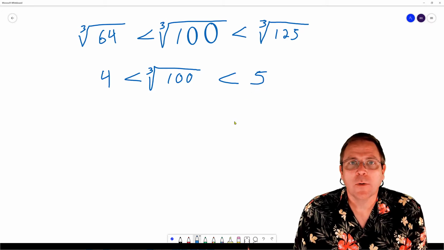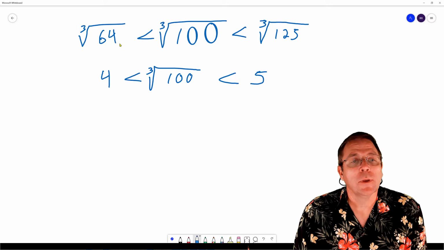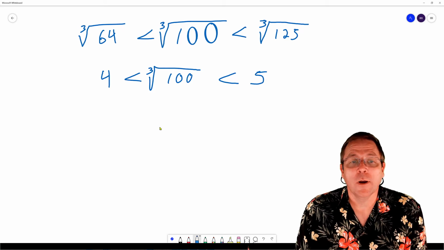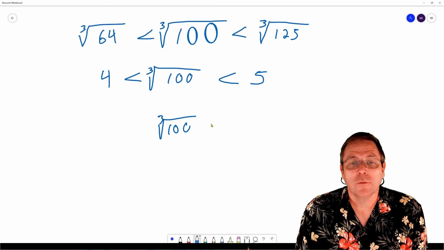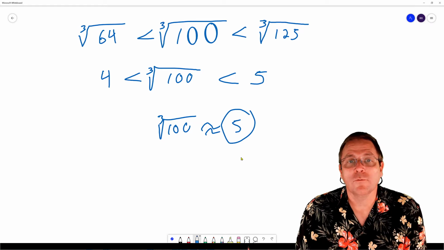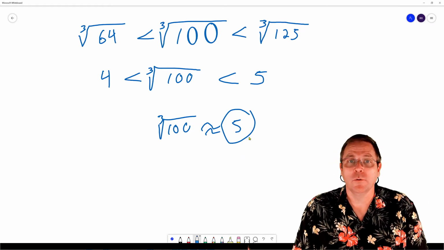Now we've got to decide which one's closer. 100 is 25 units away from 125. 100 is going to be 36 units away from 64. It's closer to 125. Therefore, I'm going to say that the cube root of 100 is going to be about 5. Since it's closer to the 125, that means it's closer to 5 for its cube root. Not that hard if you know your cube roots.